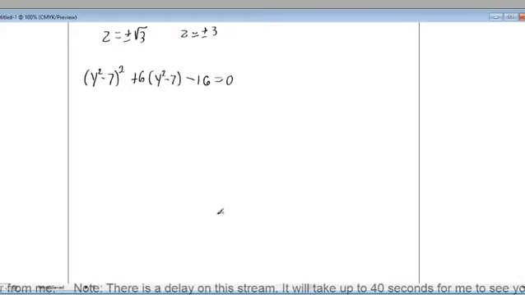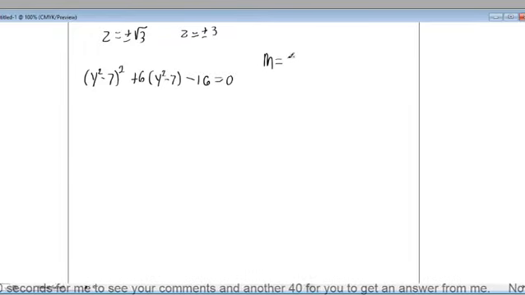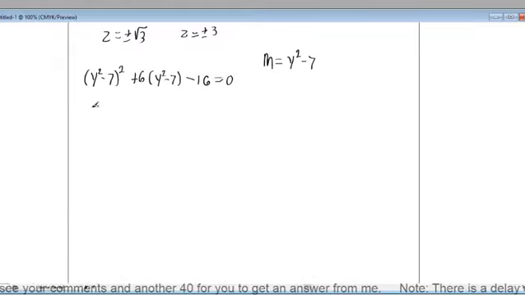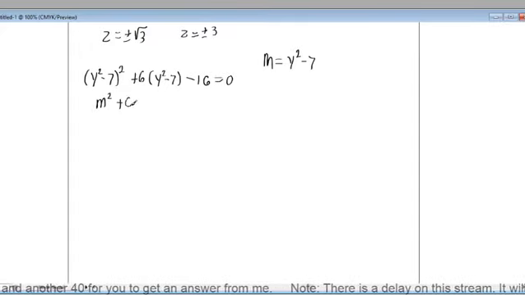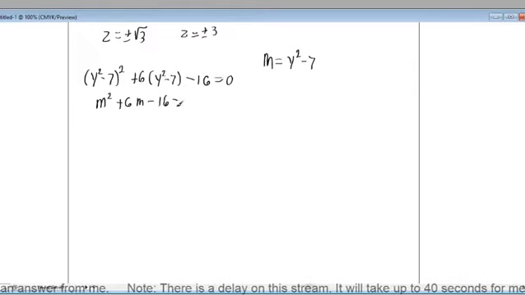So just like the other one, the idea here is that this one is kind of like a quadratic right now, but we can make it more like a quadratic if we replace these repeated terms with m. So I'm going to say m equals y squared minus 7. So replace them with m squared plus 6m minus 16 equals 0.